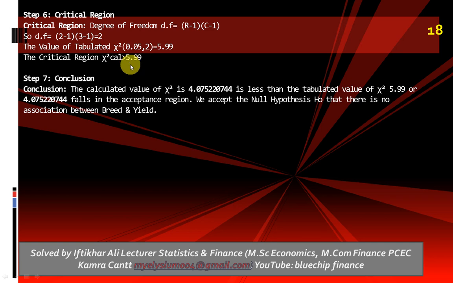If our calculated value falls in the acceptance region, or we can say if it is less than or equal to the tabulated value, then we accept the null hypothesis and reject the alternative hypothesis. So the conclusion is that the calculated value of chi-square, 4.07, is less than the tabulated value of chi-square, 5.99, or 4.07 falls in the acceptance region, so we accept the null hypothesis, and we can say that there is no association between breed and yield.